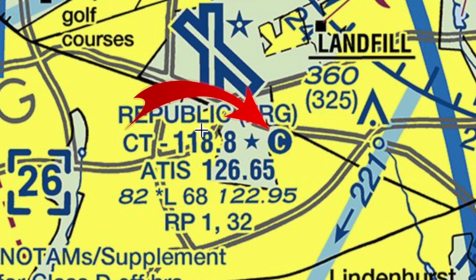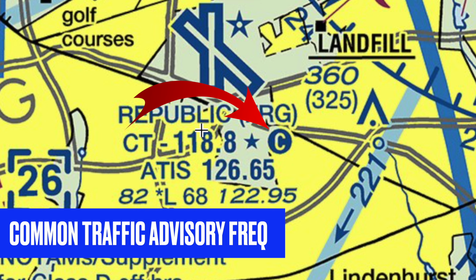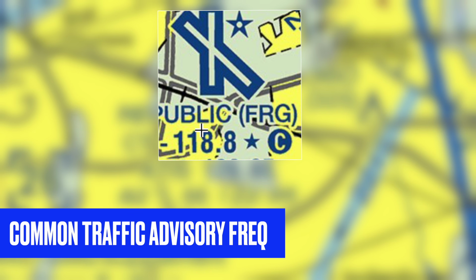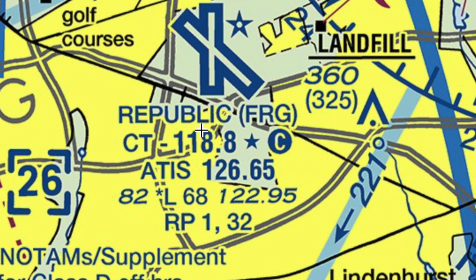Another symbol is the letter C inside of a circle. That is called the CTAF. It stands for Common Traffic Advisory Frequency. The C symbol will always be near a frequency. Notice that it is next to 118.8. You will need to know this for the Part 107 exam. They will ask you, what is the CTAF frequency?